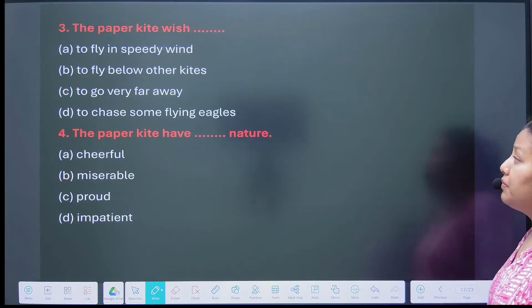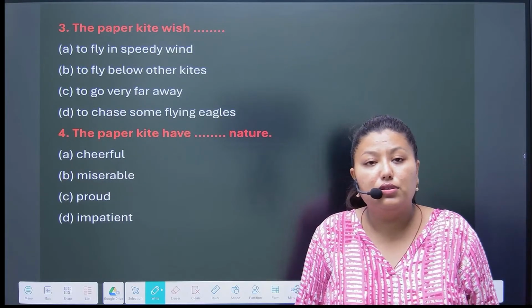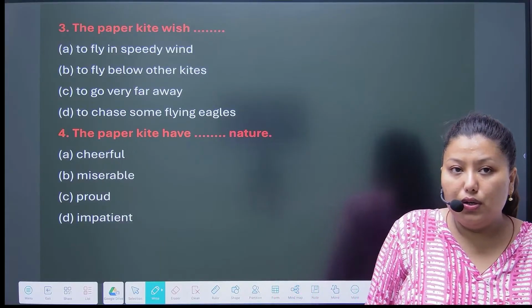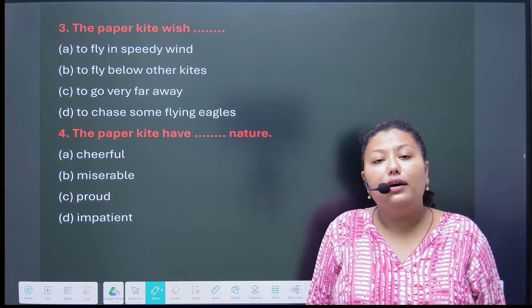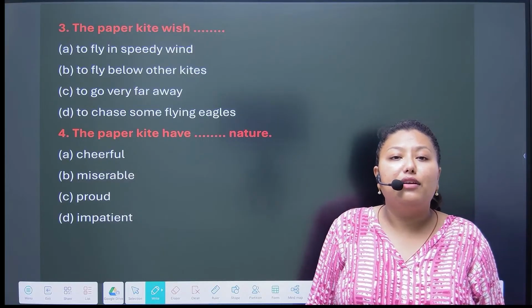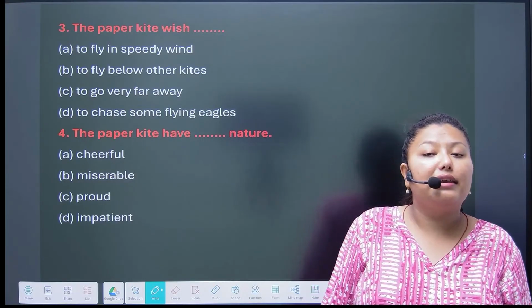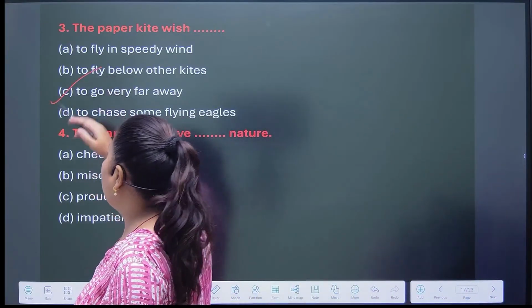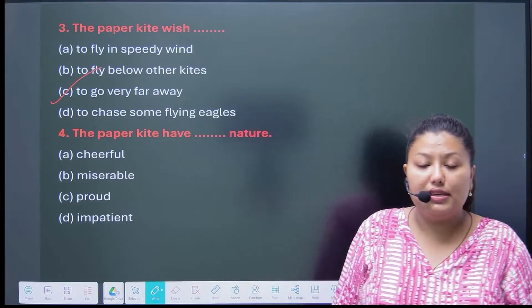Next question. The paper kite wished. So what did the paper kite wish? To fly in speedy wind, to fly below other kites, to go very far away, to chase some flying eagles. So the correct answer is to go far away. Option C. Okay.